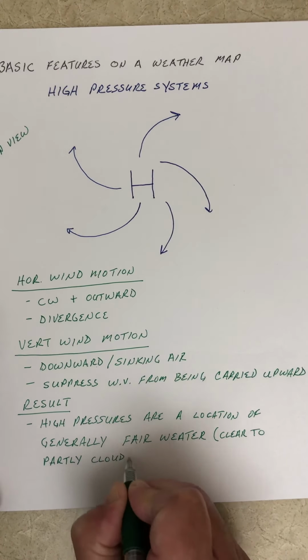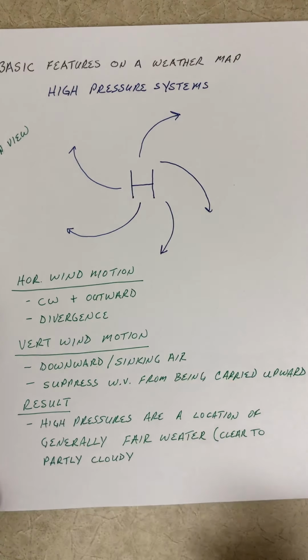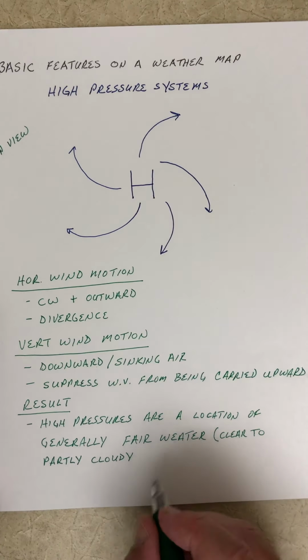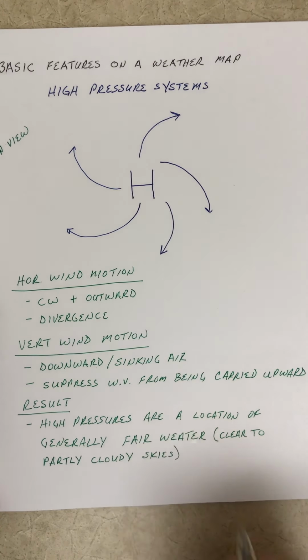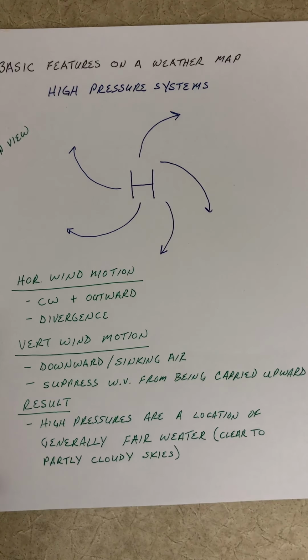And so, again, if you're doing a seat of your pants forecast, if you see a high pressure moving into your area, you can expect that weather is going to be pretty nice. If you see a low pressure heading towards your area, you can expect that the weather is going to take a turn for the worse. It's going to get cloudy and maybe some precipitation. So low pressures are associated with cloudy and adverse weather conditions. High pressures are associated with clear to partly cloudy skies and fair weather.